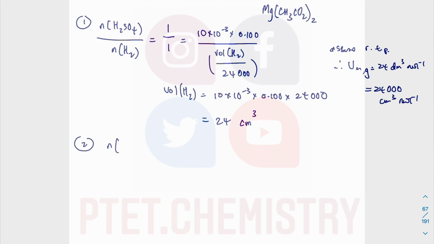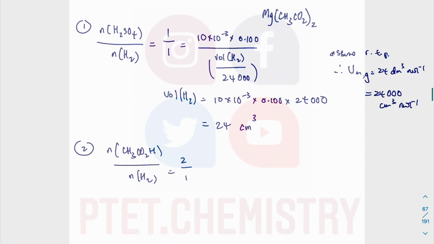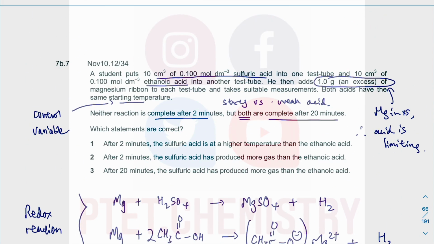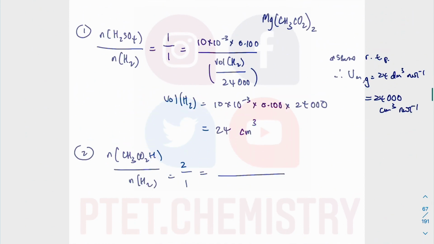Now the moles of the ethanoic acid. So this question suddenly seems very long because I have spent more time talking about it rather than just jumping straight into the answer. So 2 moles of the acid give me 1 mole of the H2. Remember just now it was the same volume and the same concentration. So it was 10 times 10^-3 times 0.100, again the volume of H2 over 24,000.